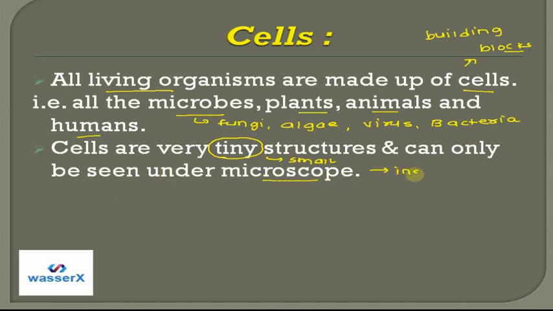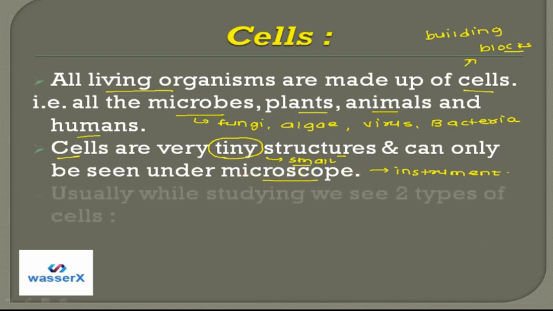Now microscope is an instrument. To understand this thing in a better way, I may ask you a question: look at your finger and tell me how many cells are present on your finger. Can you do that? No. Why? Because we cannot see the cells which are present on our finger. The reason being that cells are very small or tiny structures. So to see them, to visualize them, we need to have a particular instrument that is called microscope.